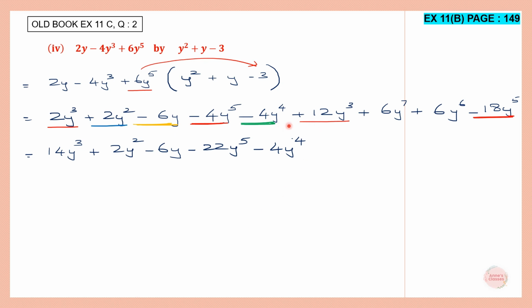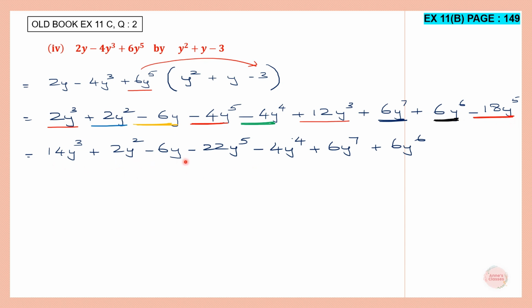And then what do we have? We have 6y to the power of 7. So this is also done. So that is 6y to the power of 7. And the last one is this. That is 6y to the power of 6 plus 6y to the power of 6. Now, have we covered everything? You need to check to see if you have covered everything.